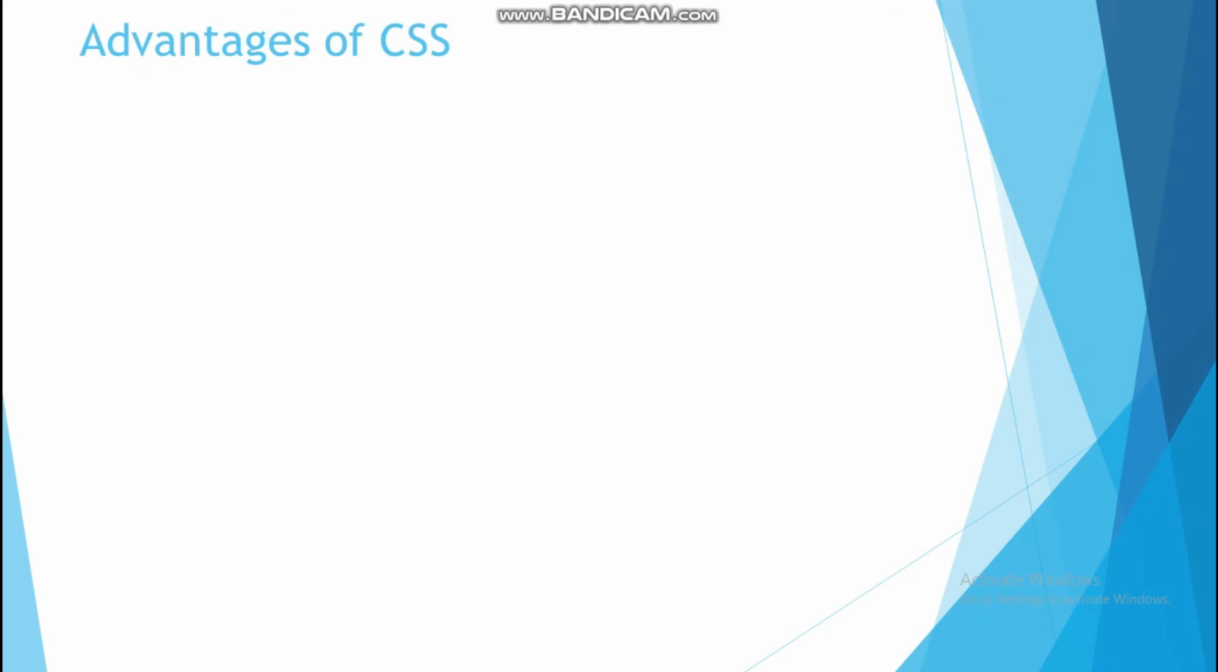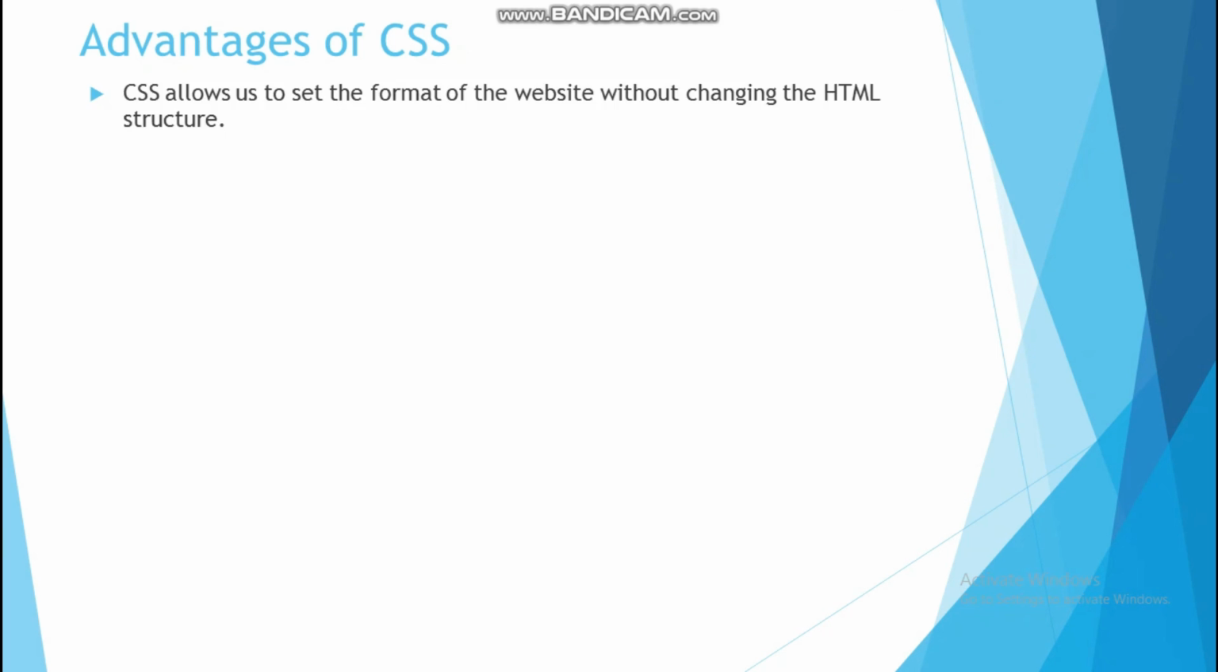Now, advantages of CSS. CSS allows us to set the format of the website without changing the HTML structure. So there is no need to make any changes in the HTML code, and without any changes in HTML, we can just apply a CSS rule. We can also create a separate file for CSS, and inside the separate file we can write CSS code, and then that code we can get applied in the HTML program.